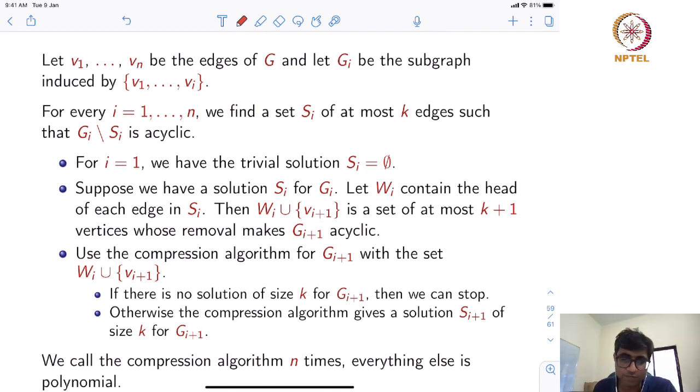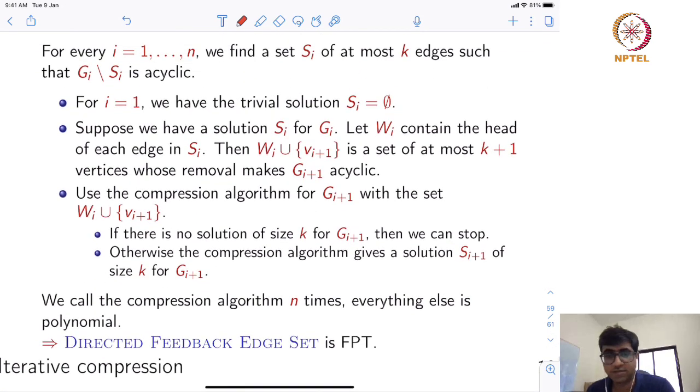If there is no solution of size k for G(i+1), then G does not have a solution of size at most k. You are done. Otherwise, the compression algorithm returns a solution S(i+1) of size k for G(i+1), and you repeat. So you repeat this algorithm n times, and everything else is polynomial. Okay. So directed feedback edge set is FPT using iterative compression.